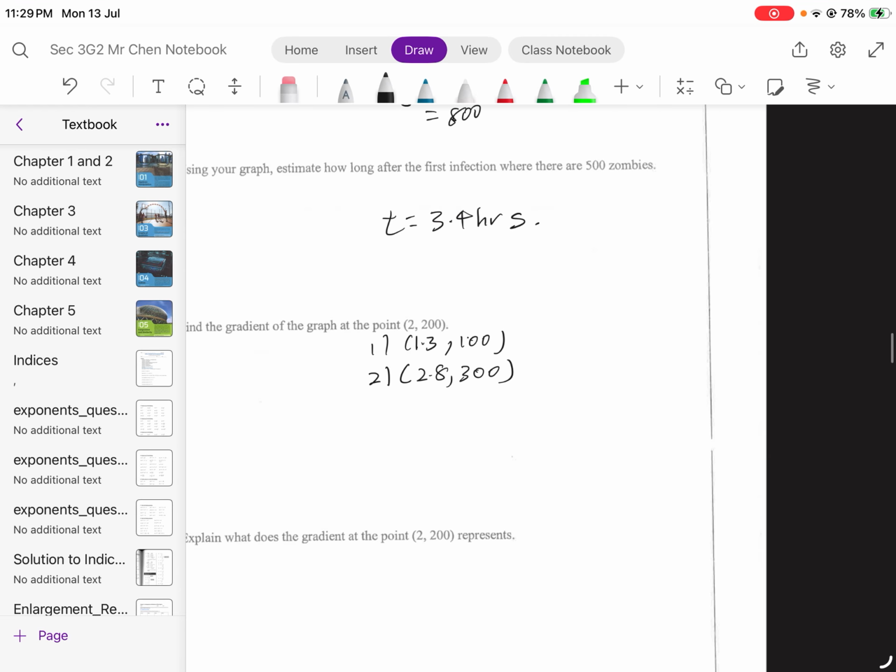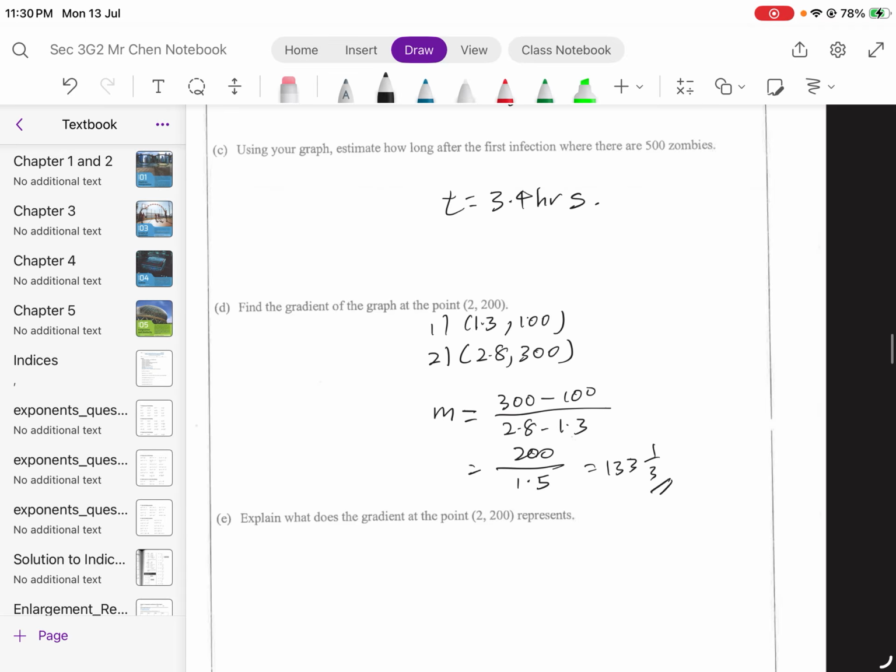So for your gradient, my answer is totally off, but the method is correct. It's just that I'm not able to draw a straight line. So 2.8 minus 1.3, 200 over 1.5. So 200 divided by 1.5 is, we're going to use a fraction, 133 and 1/3.